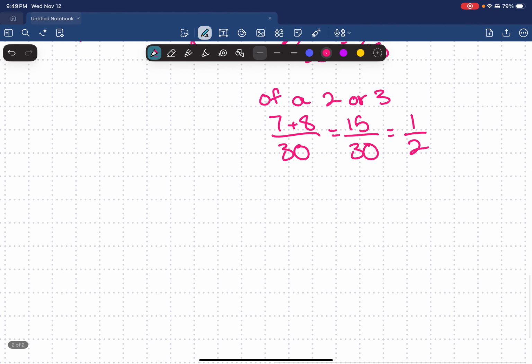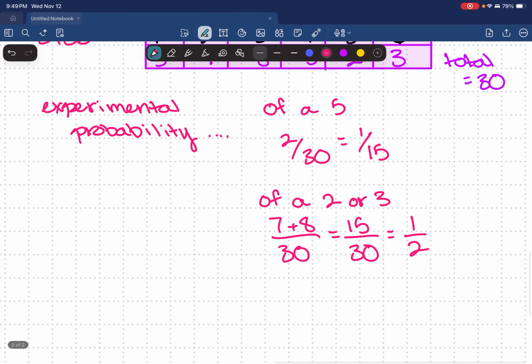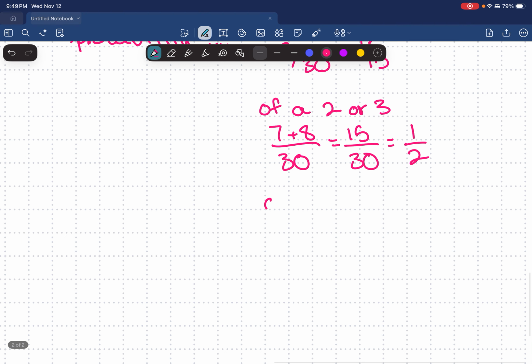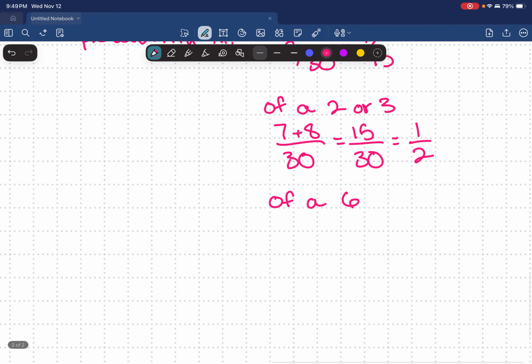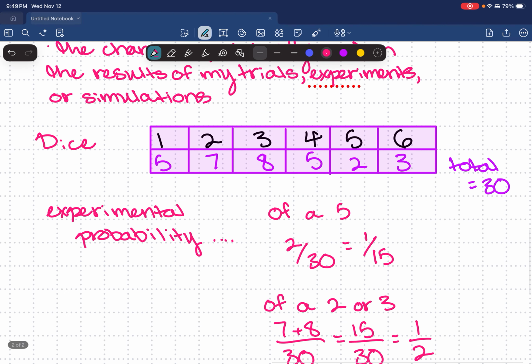All right, and then let's pick landing on a 6. I landed on 6 3 times. So that's 3 over 30, which is 1/10 because 3 goes into each of those.